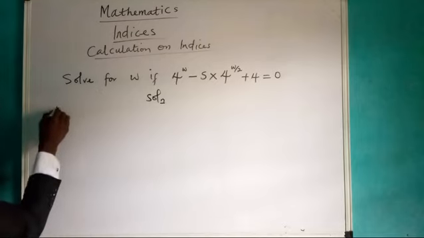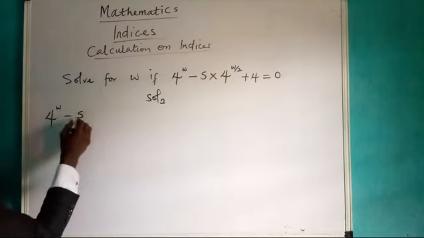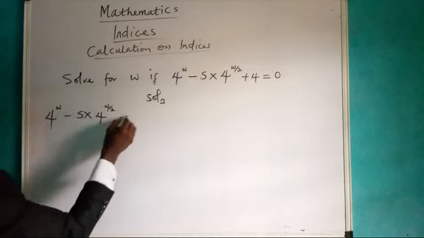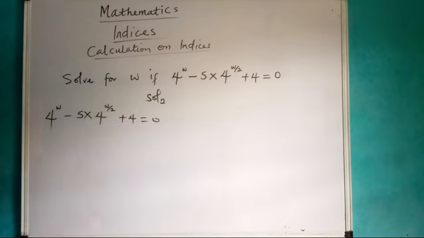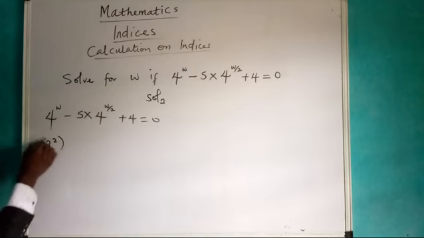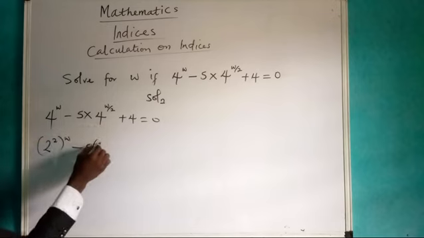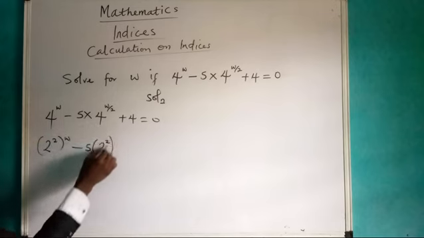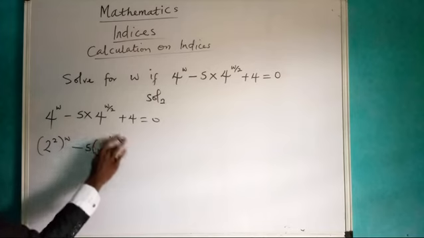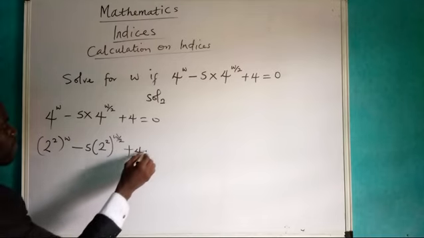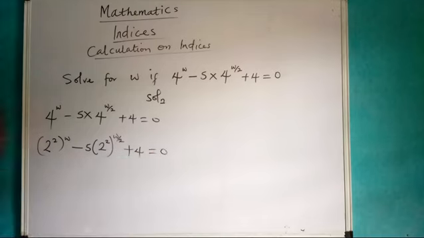We have 4 power W minus 5 times 4 power W over 2 plus 4 equals 0. Okay, now I need to reduce this very one to a lower base, it becomes 2 squared, and I have the W outside. For this one, I need to also reduce it, 4 squared. I have W over 2 outside the brackets. This one will remain, plus 4 will remain, equals 0.